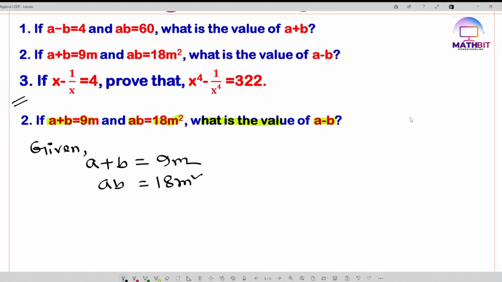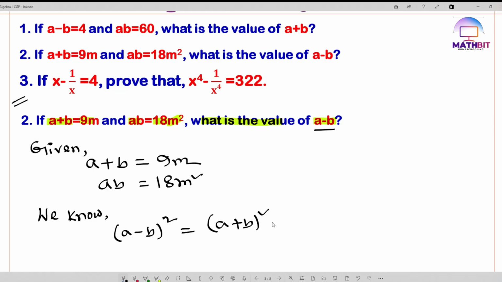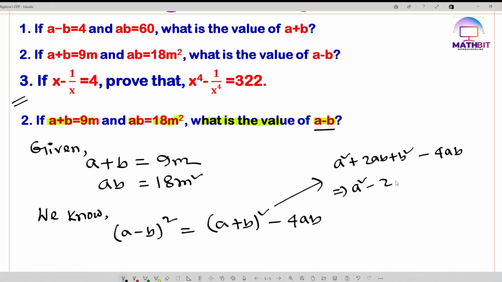Okay, so we need the value of a minus b, so we can write like this: a minus b whole square equals a plus b whole square minus 4ab. How? Look, a plus b whole square means a square plus 2ab plus b square, right? And here is minus 4ab. So plus 2ab and minus 4ab gives a square minus 2ab plus b square. It means a minus b whole square.